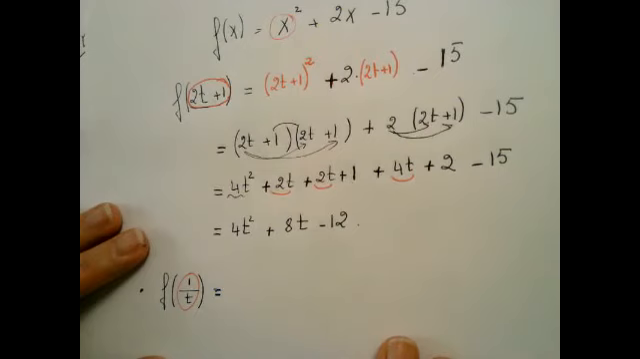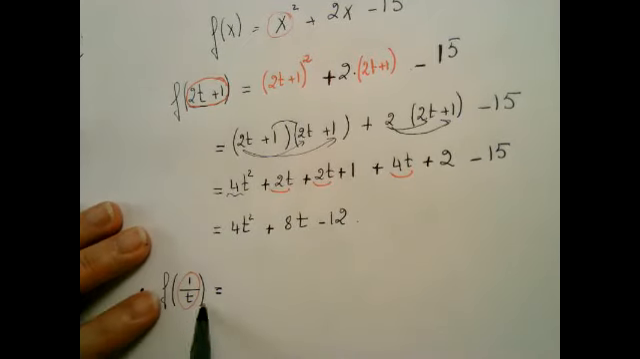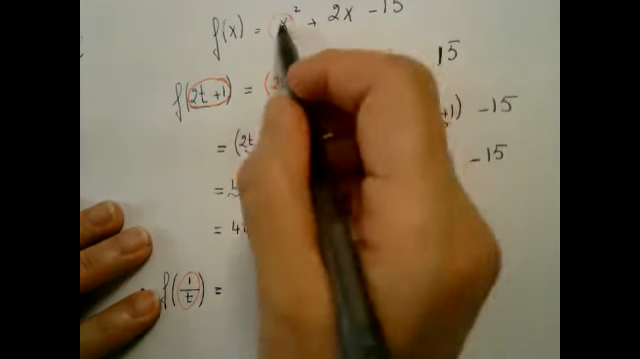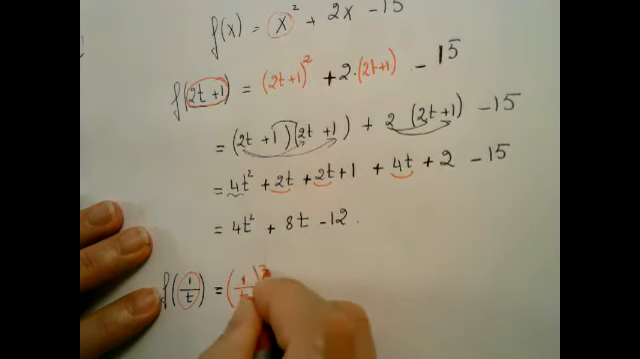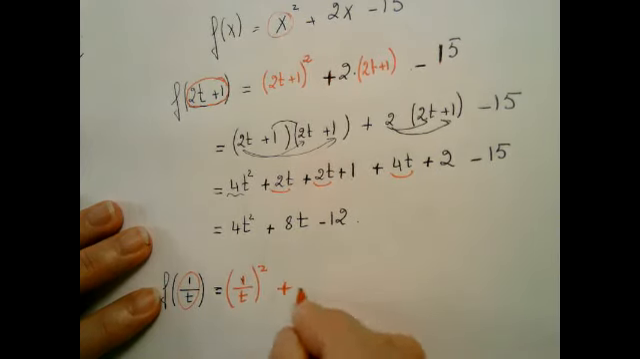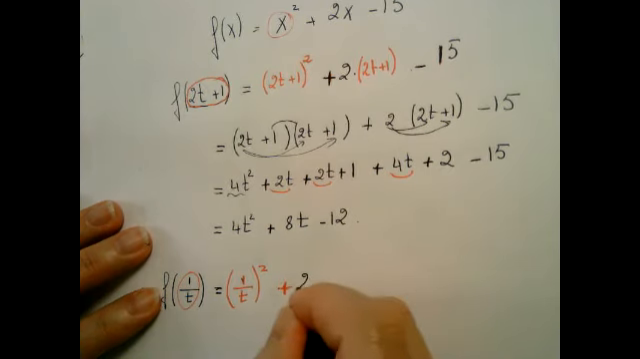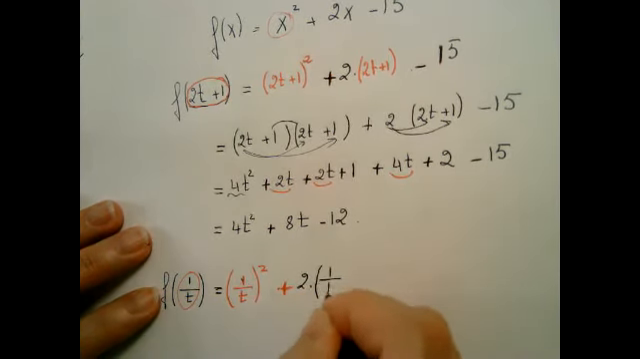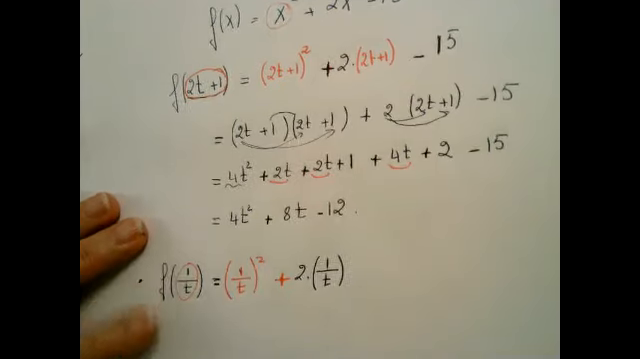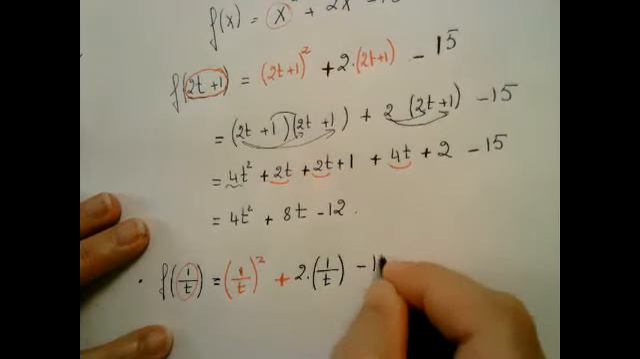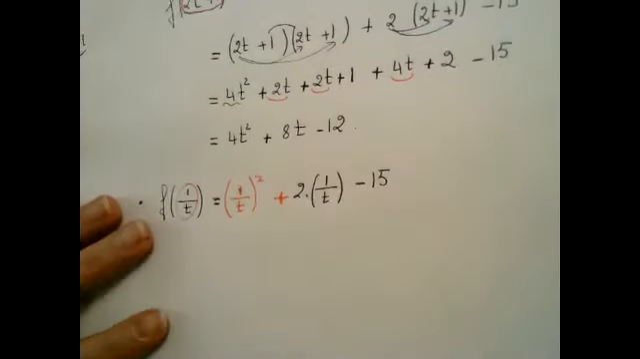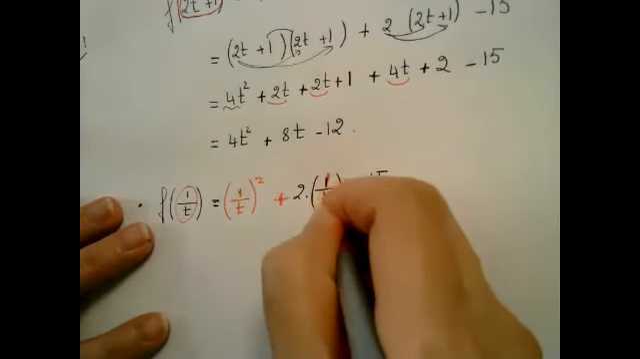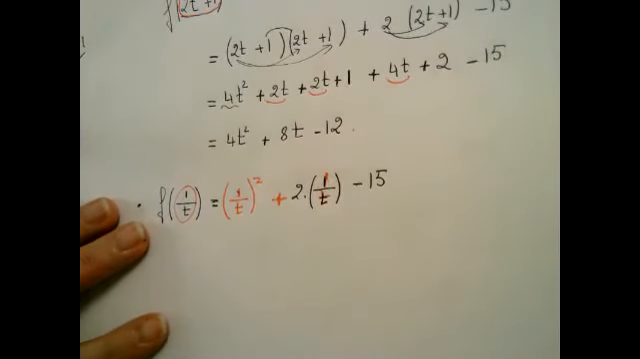So I will set up and you see if you guys set it up correctly. So what should be the setup? Instead of x, it is 1 over t, squared, plus 2 times, instead of x, it's 1 over t, minus the 50. So that's the setup. Now, I should have written this in red. I forgot. Now we have to write this as a fraction.